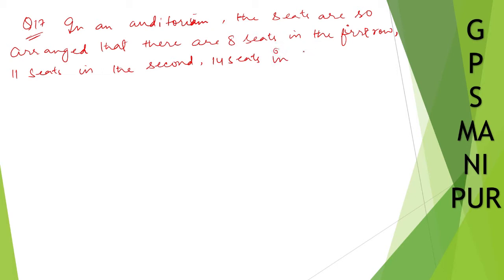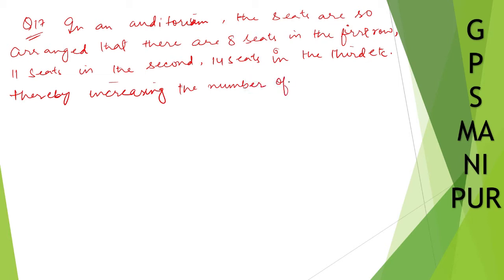and look at the answer only. But let me write the question. Third, etc. So thereby increasing the number of seats by 3 every next row.